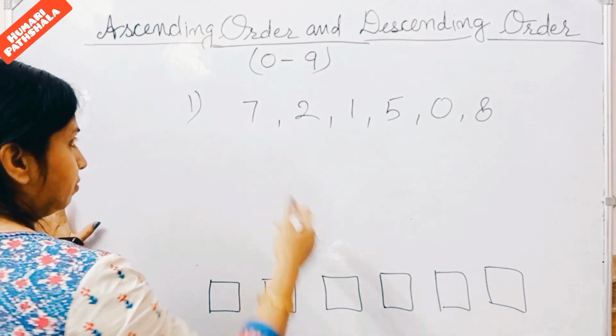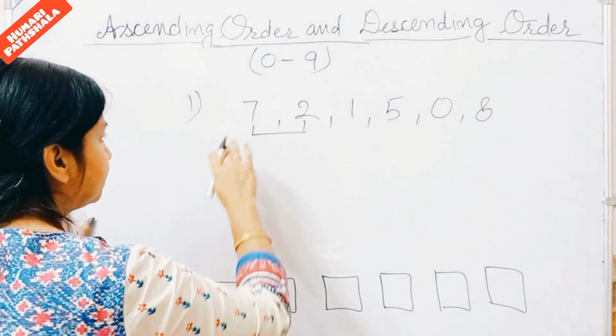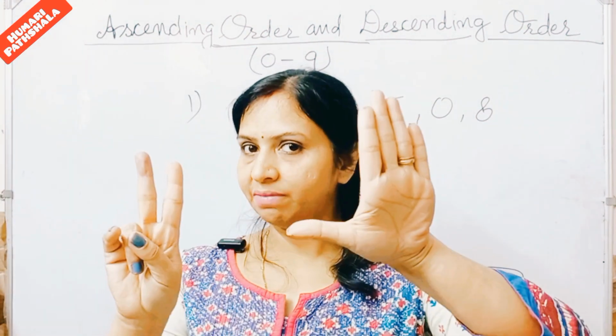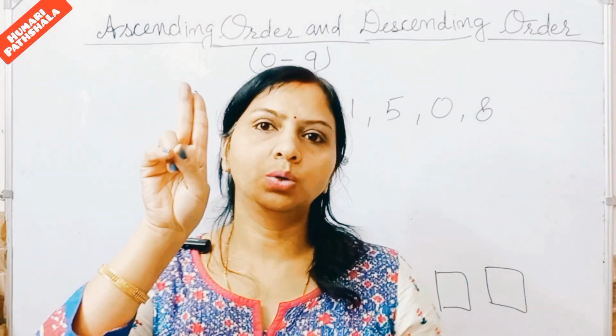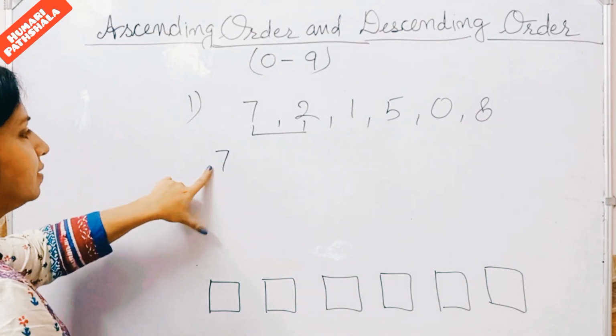First step, number 1. Compare these two numbers. What is the bigger number between 7 and 2? Which one is bigger? 7 or 2? Of course, 7. 7 is bigger than 2. Okay?